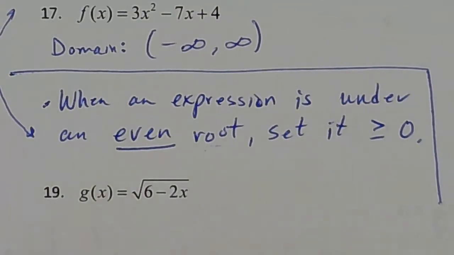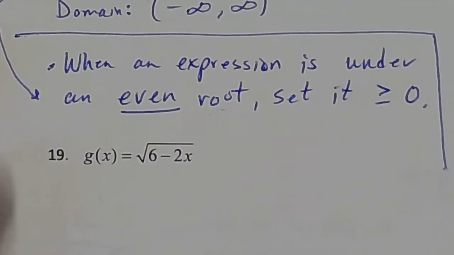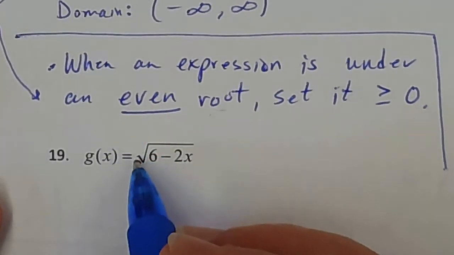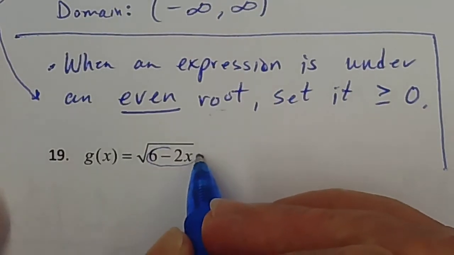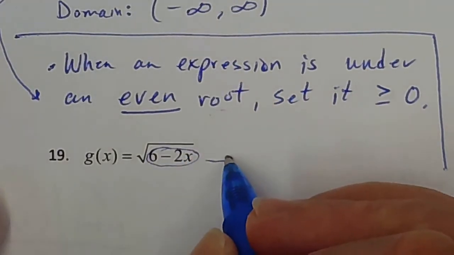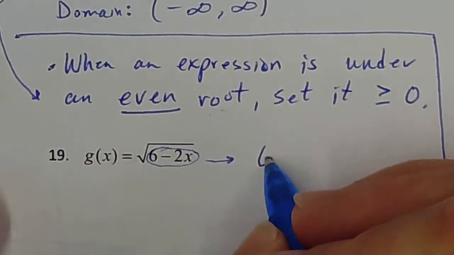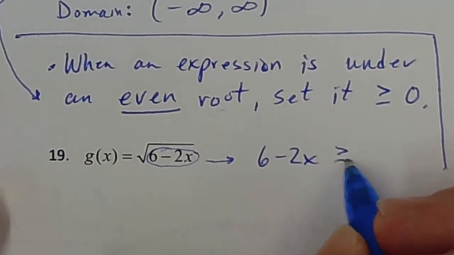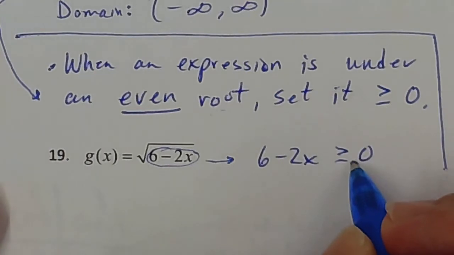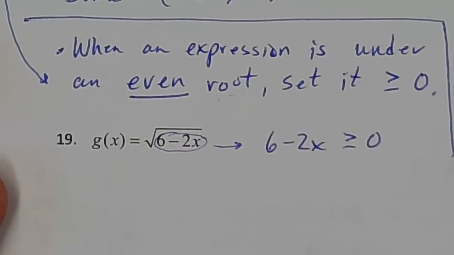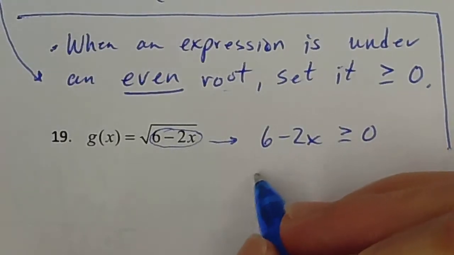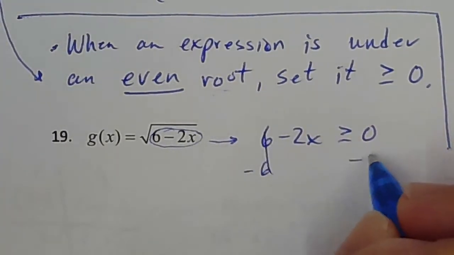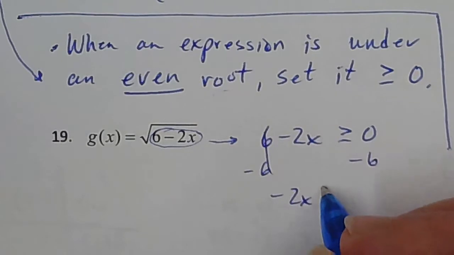So 19 is our first scenario where we see that. I see an expression under a square root. Square root qualifies as an even root. So what I'm going to do is take this expression, go off to the side and set it greater than or equal to 0, because I want to make sure it's positive or 0, because taking the square root of 0 is okay. Once we have it set up, we're just going to solve this inequality. We treat inequalities just like equations for the most part, with that rule of multiplying or dividing by a negative, which is going to happen in just a moment.